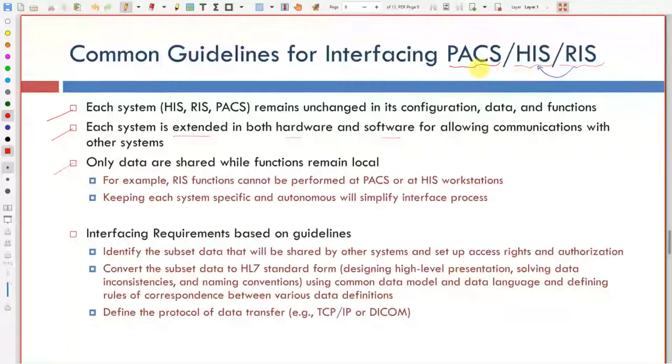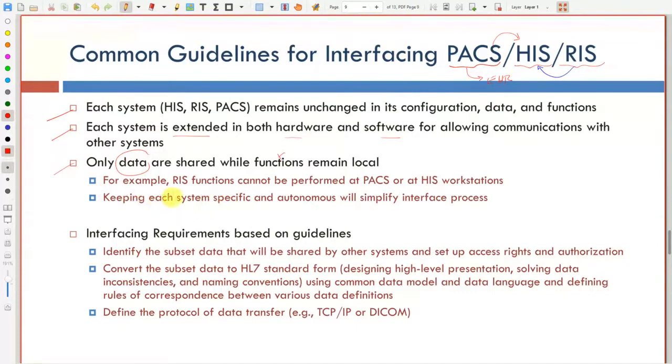For example, if you want to store a report that was written based on the reading on a PACS workstation, you don't go from PACS and store it directly to the EHR. What you should do is interface with HIS, send the request to store that report in the EHR of the patient, and the HIS does that. So you're sharing data, not functions. Okay, this is very important. If you do that, things will be much more organized.